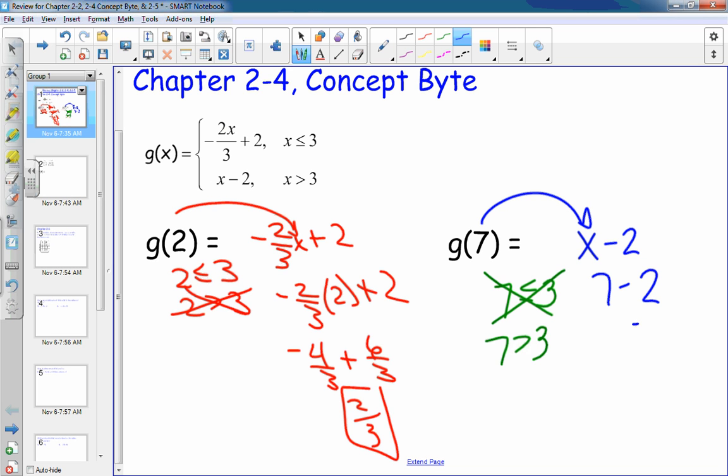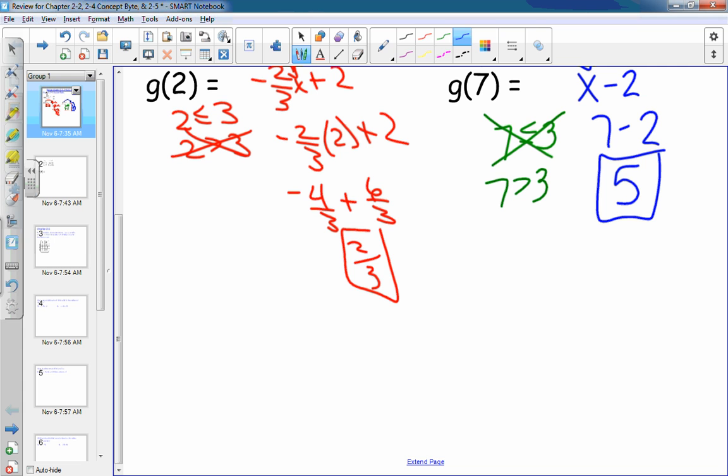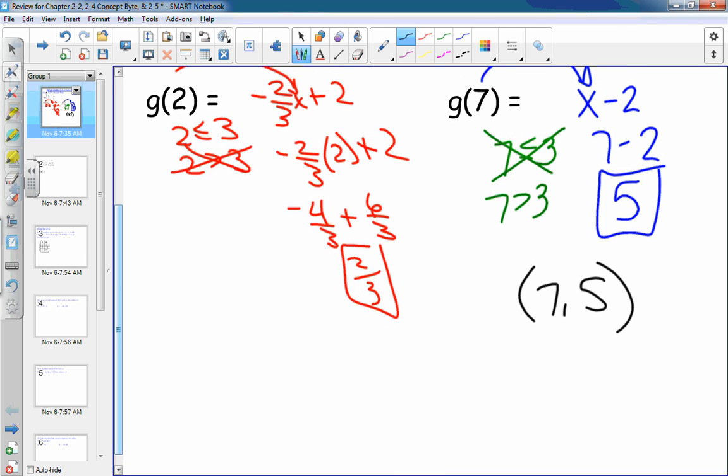That gives me 5. Now, you remember, these were our answers, but I asked you to give them to me in a specific format. Do you remember what format I made you give them to me? In an ordered pair. So this ordered pair was going to be 7, 5. Yes? What was the original one, the first one over here? 2, 2/3. Remember, because you plug in x, and what do you get out? A y coordinate. Do we all understand that? Okay? One more to make sure that you all are with me on this.